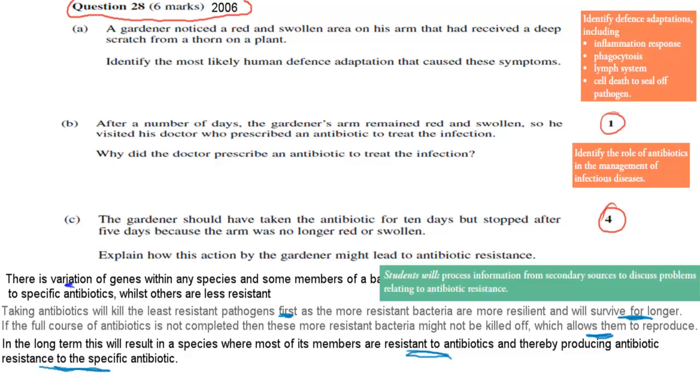And where does this come from? They came from these different dot points. So first one, most likely defense adaptation, this dot point talks about second line defense, and there is inflammation response there, so you need to know about that inflammation response. The next one is how can we know how to treat it? Identify the role of antibiotics as a management of infectious disease. This is saying that antibiotic treatment can be used to treat bacterial infections. And the last one was here, where I discussed the problems relating to antibiotic resistance. And it was also a dot point in a different module which talks about how antibiotic resistance actually develops. So this is where all this comes from. But hopefully that was useful.